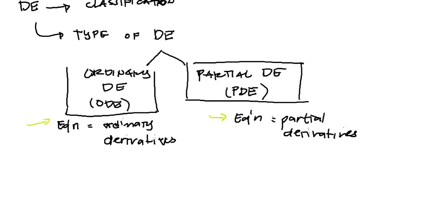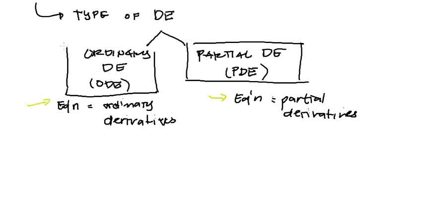So let's have an example. For example 1, we have dy over dx plus y is equal to 4. Okay, this equation here contains only ordinary derivatives. That's why it is under the type of ordinary differential equation, or ODE.